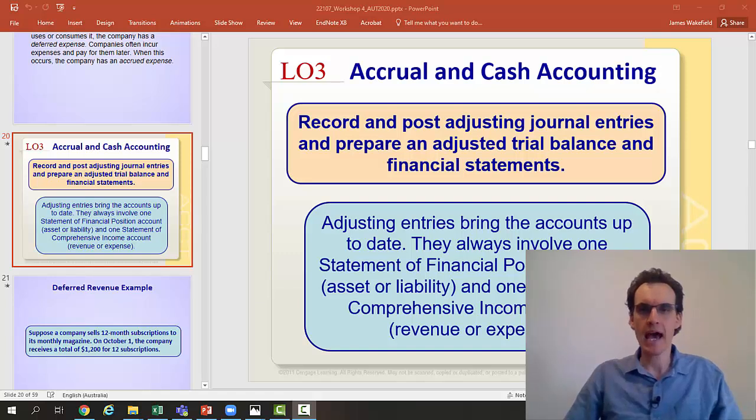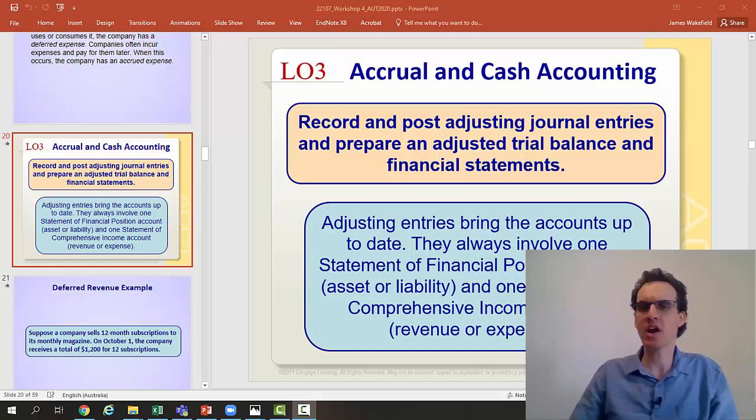Let's now have a look at learning objective number 3, which looks at recording and posting adjusting journal entries and preparing an adjusted trial balance and financial statements. Now, let's just keep this simple. Basically, what we want to look at in learning objective 3 is how to record adjusting journal entries.